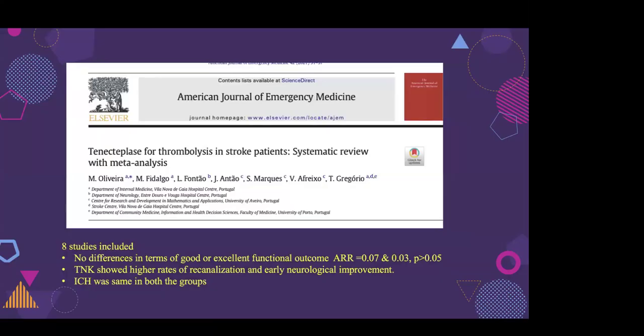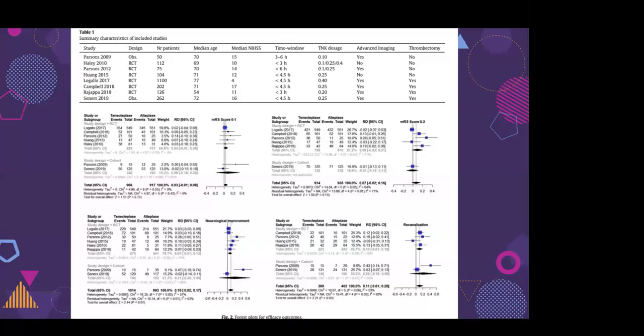Now, this was a meta-analysis that was done comparing 8 studies, and they found no differences in terms of good or excellent functional outcome. And TNK rather showed higher rates of recanalization and early neurological improvement, and ICH was reported to be similar in both the groups.